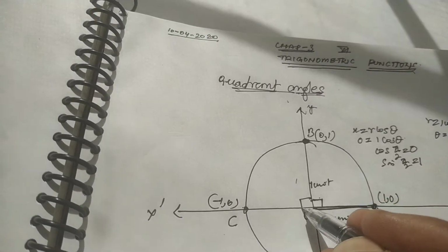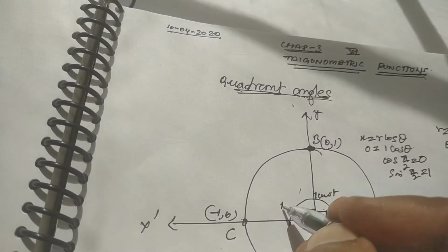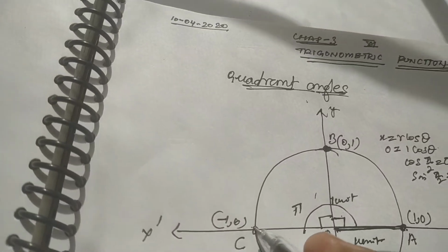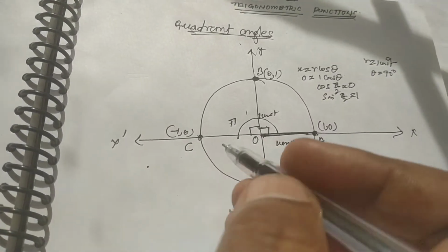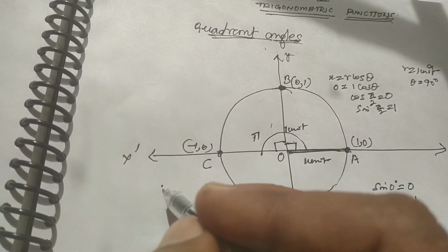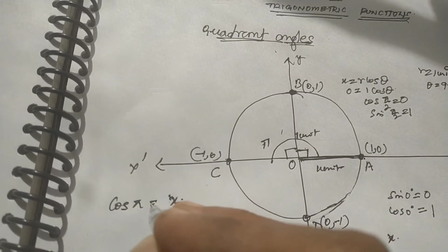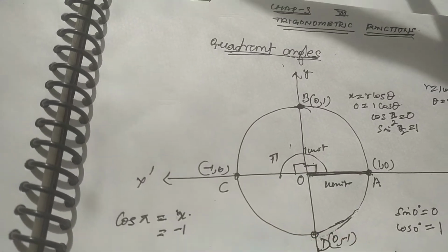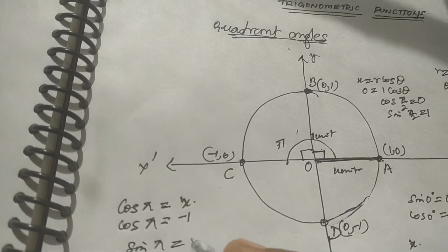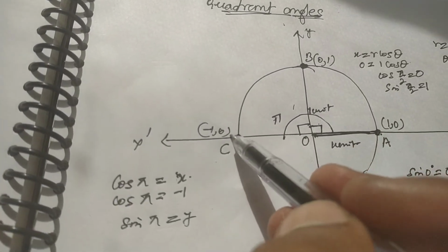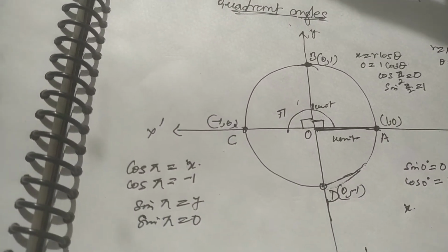Next, that is 180 degree, which means pi. The point is C. Again, x is equal to r cos theta, where r is 1 unit and theta is pi. So cos pi is equal to x, and x is -1. That means cos pi is -1, and sine pi is y, and y is 0 here. So sine pi is equal to 0.